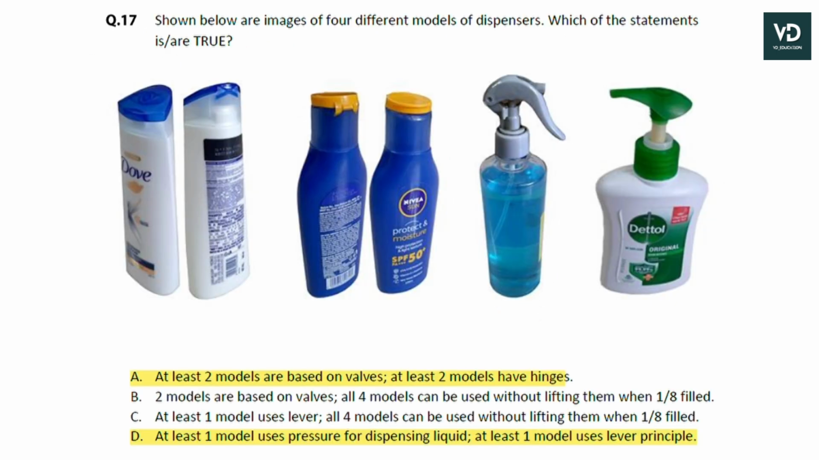20th question, shown below is an image of 4 different models of dispensers. Which of the statements is or are true? The correct options are: at least 2 models are based on the wall, at least 2 models have hinges. Okay, so here we can see this bottle and this bottle have hinges, and this bottle and this bottle have walls. At least one model uses pressure to dispense liquid. At least one model uses the lever principle. This will be the lever principle and this will be the pressure principle. Okay.